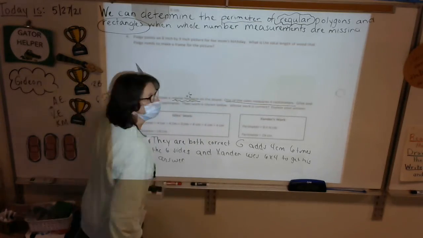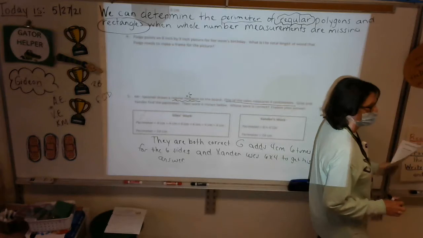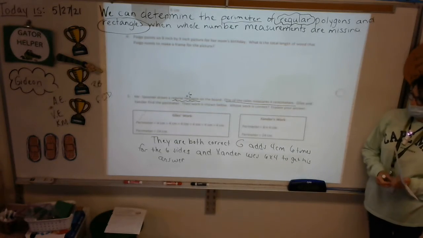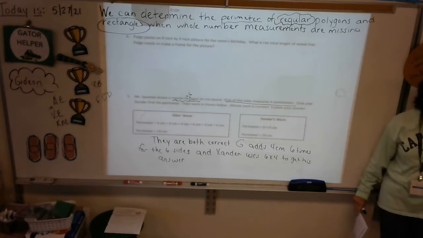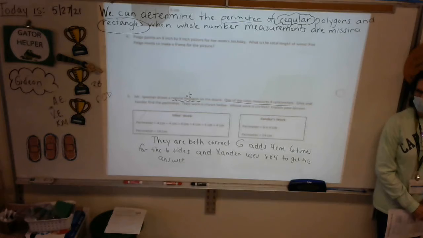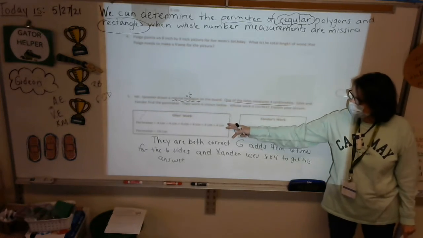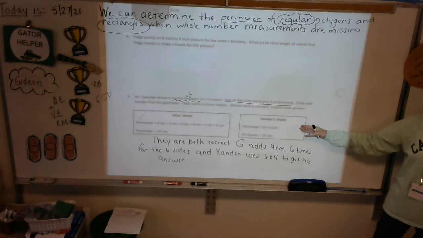So my question is to you guys, if you had to do this problem, which method would you prefer? The repeated addition, which adds 4 centimeters 6 times, or the multiplication, 6 times 4 centimeters? Which method do you prefer and why?